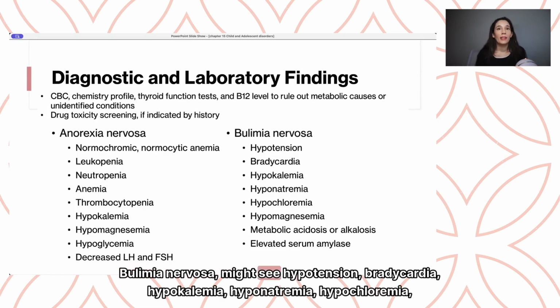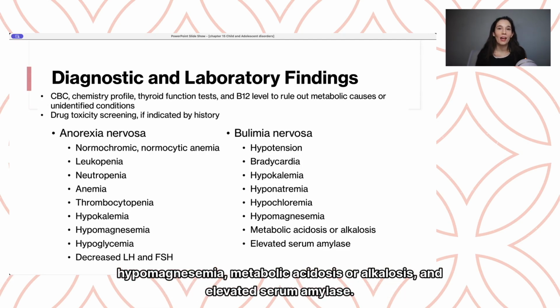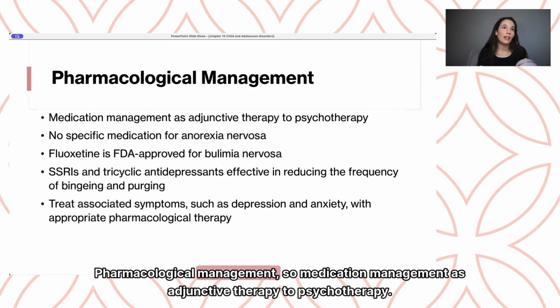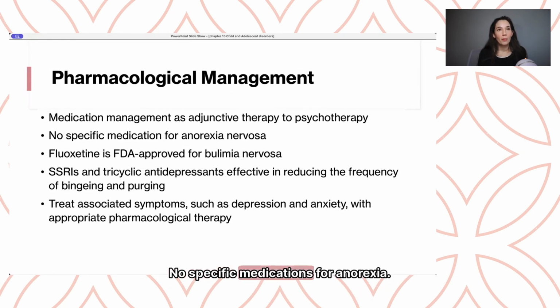Bulimia nervosa, we might see hypotension, bradycardia, hypokalemia, hyponatremia, hypochloremia, hypomagnesemia, metabolic acidosis or alkalosis, and elevated serum amylase. Pharmacological management, so medication management as adjunctive therapy to psychotherapy. No specific medications for anorexia.